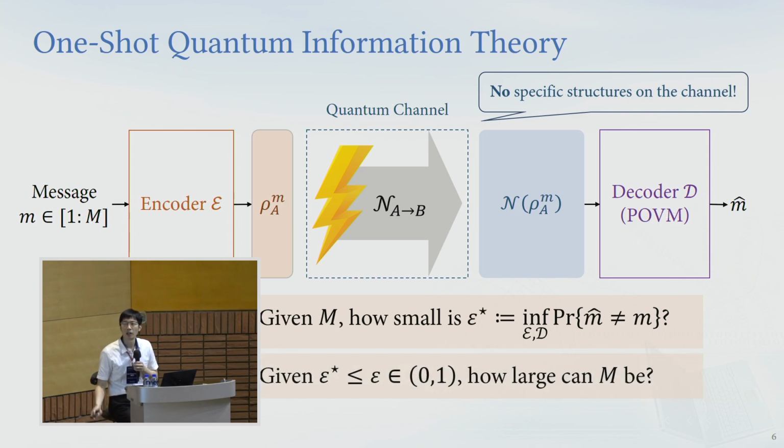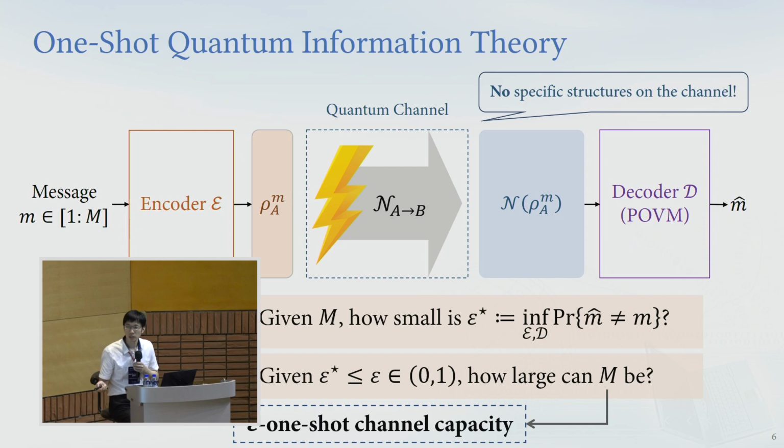Second, if the optimal error is no larger than some fixed constant epsilon, and this epsilon is some error tolerance, say 10 to the minus 3, for example, then how many messages can we communicate through this channel with error no larger than this epsilon? Then the number of bits to be sent is called the epsilon one-shot channel capacity. So in this talk, we will consider these two questions.